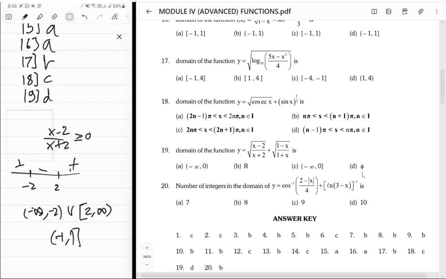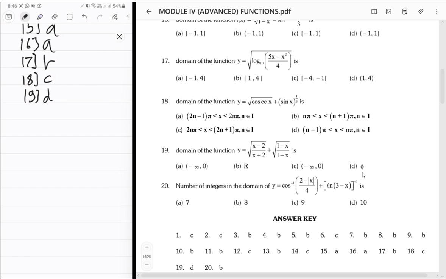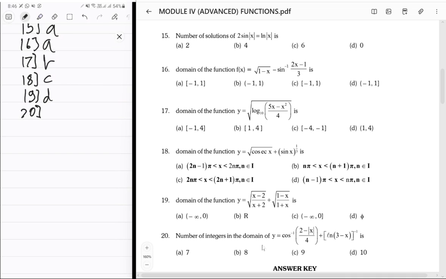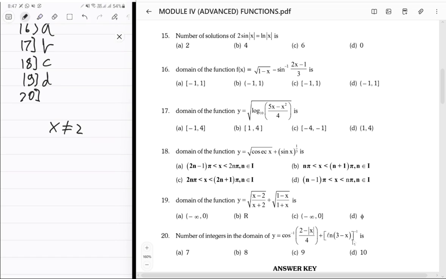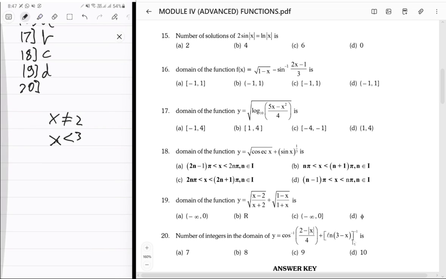20. Number of integers in the domain of this. Clearly 3 minus x cannot be equal to 1, so x cannot be equal to 2. What else? 3 minus x must be strictly bigger than 0, so x is less than 3. Cool. What else?